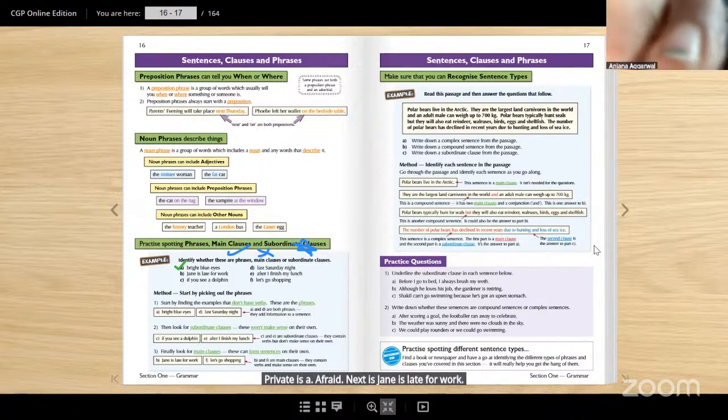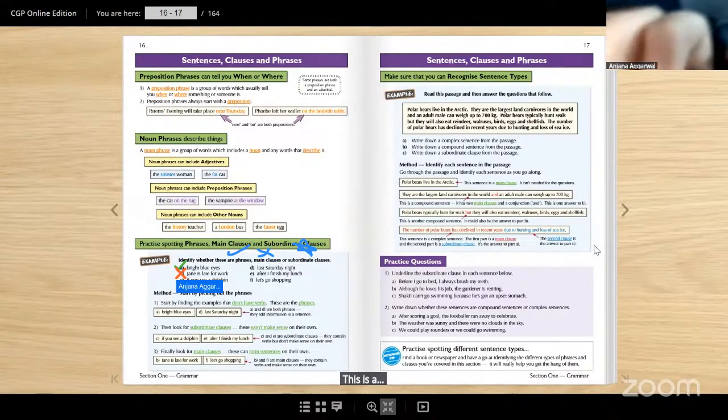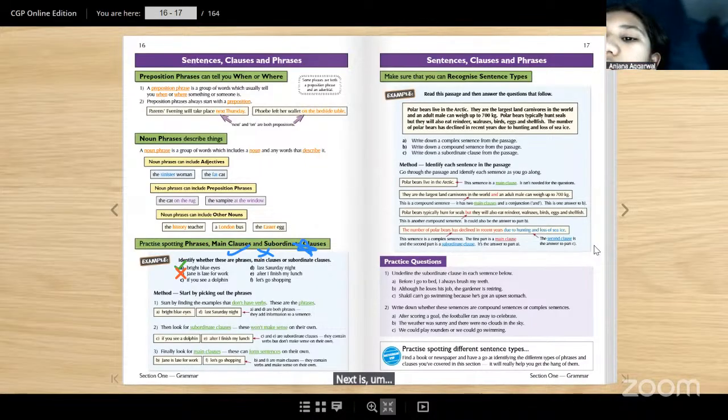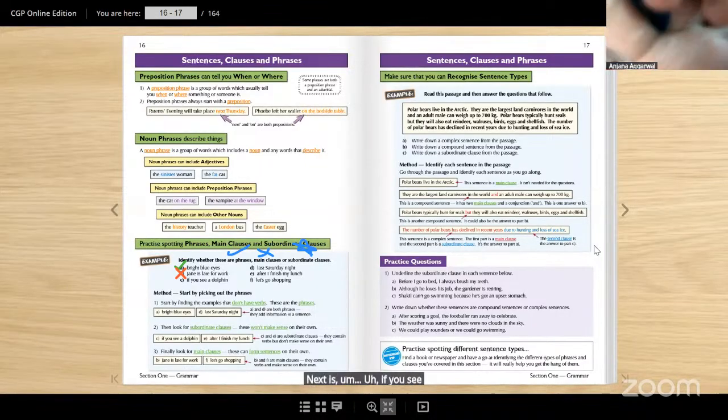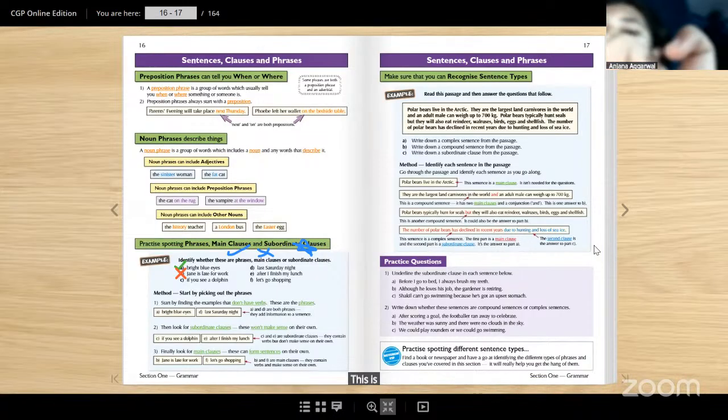Next is Jane is late for work. This is a main clause. Next is if you see a dolphin. This is a subordinate clause.